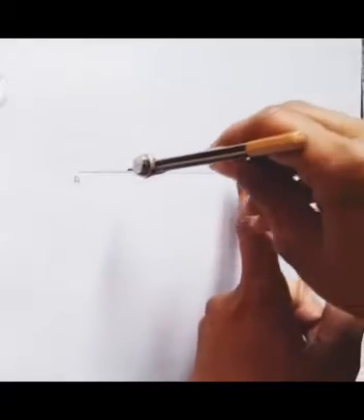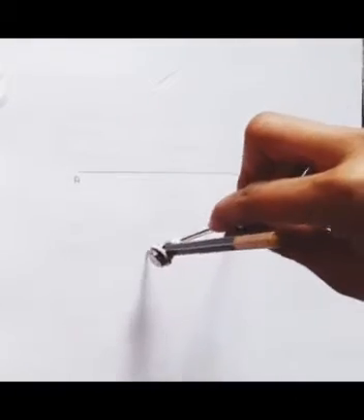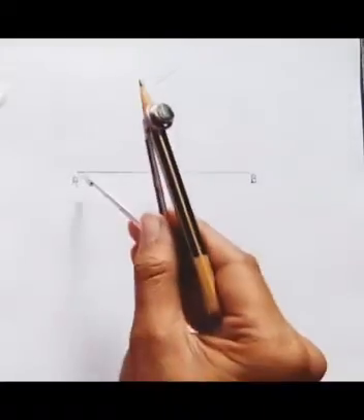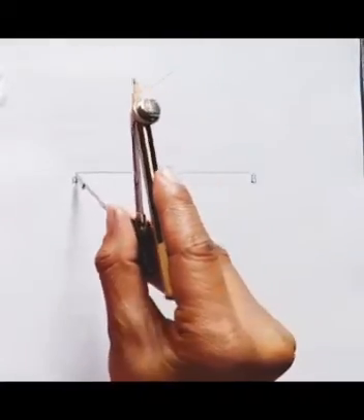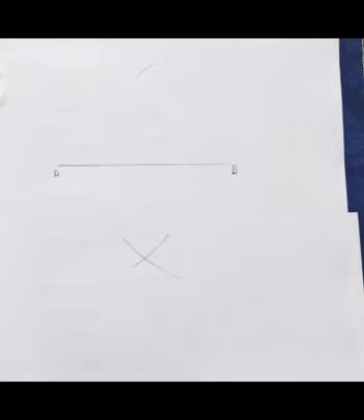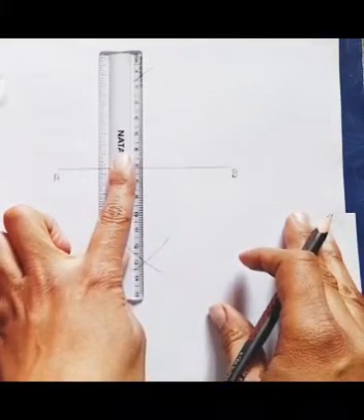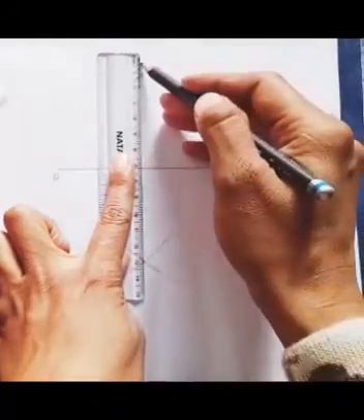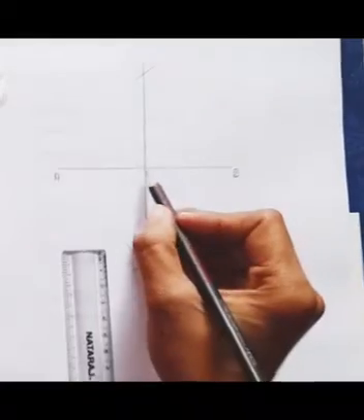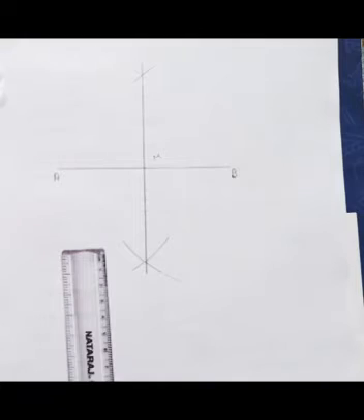So I am opening my compass more than half of the length of AB. Now mark one arc here and another one downside. Clear? Similarly, put your compass on the other end point and mark an arc like this and another arc over here. Done. Now you have to join these two arcs. I will put my scale like this and join them. Now consider this point as M. This is the perpendicular bisector of the line segment AB.